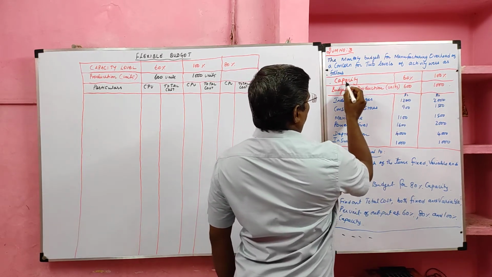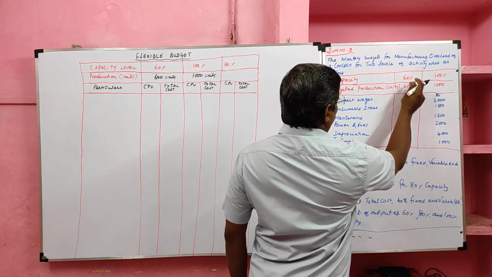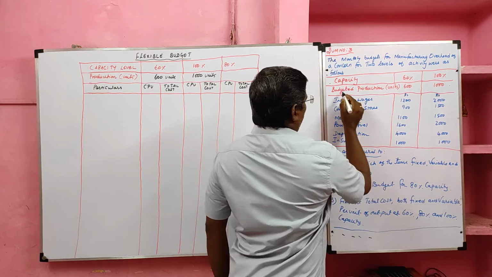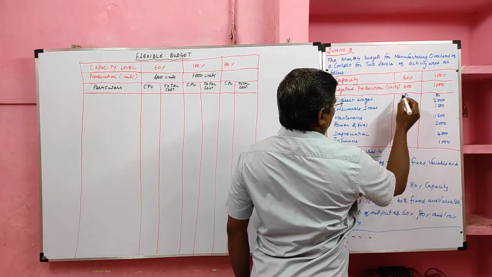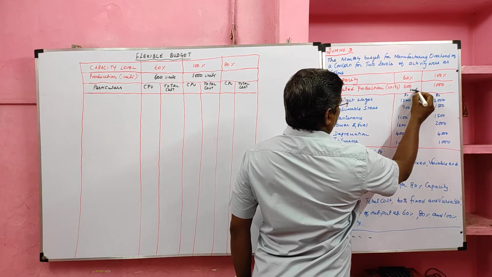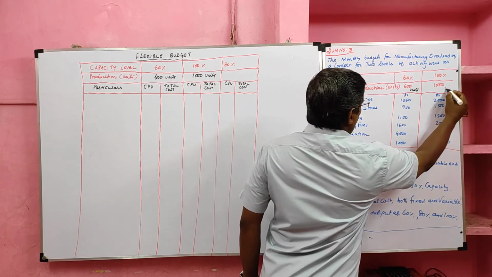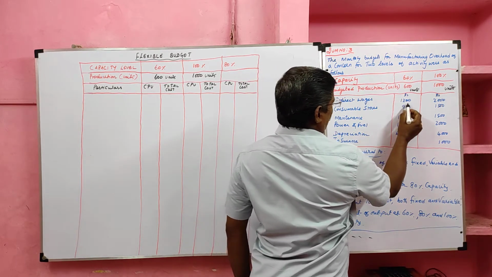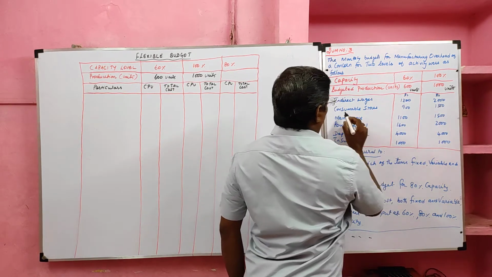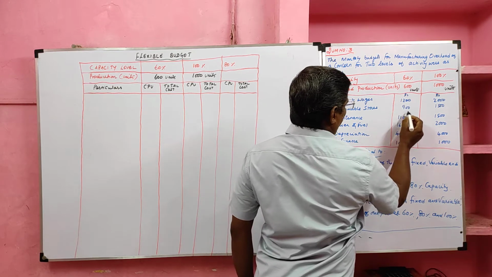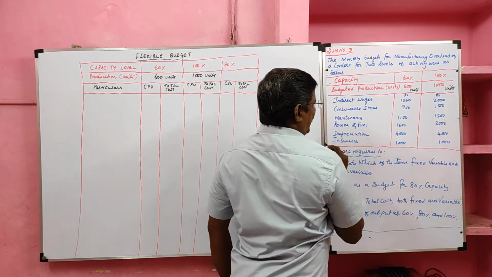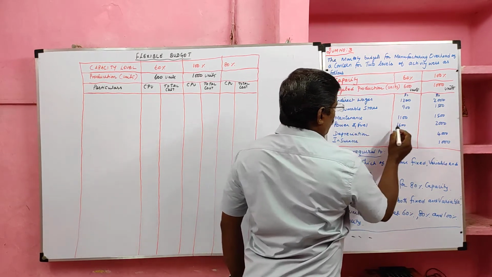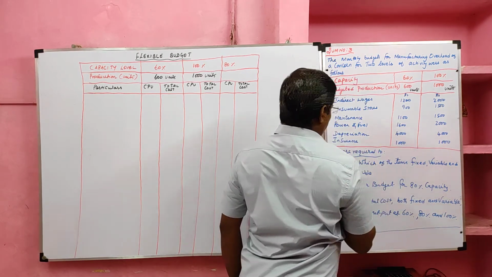Levels of activity, that is capacity. At 60% capacity, details are given. At 100% capacity, details are given. Budgeted production, at 60% capacity they produced 600 units. At 100% they produced 1000 units. Indirect wages 1200, 2000 rupees. Consumable stores 900 rupees and 1500 rupees. Maintenance 1100 rupees and 1500 rupees. Power and fuel 1600 and 2000 rupees.